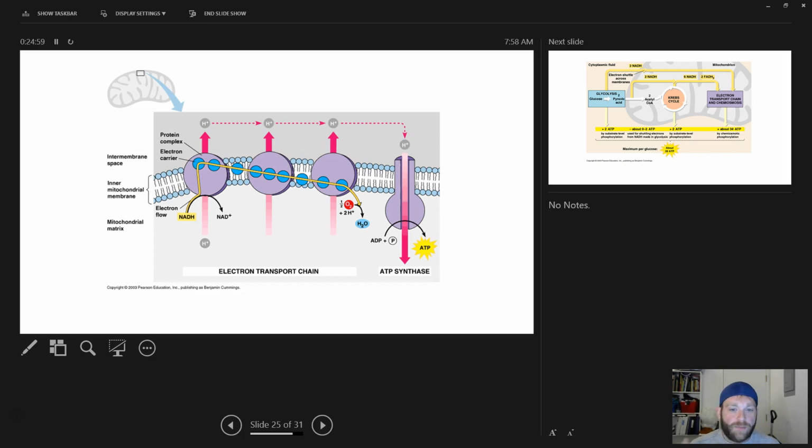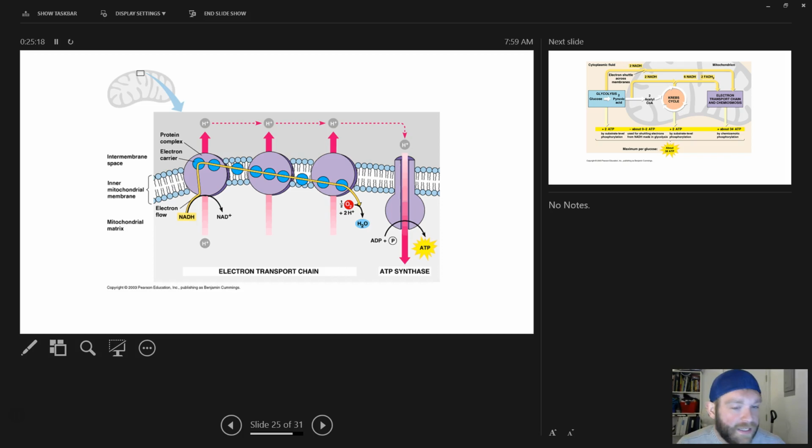So again, you have a series of protein complexes that electrons go through here, and as they go through, your oxygen is going to end up reacting with the electrons, pulling hydrogens in and actually generating water in the process. So this is where we produce that water as our byproduct of cellular respiration, through the electron transport chain.